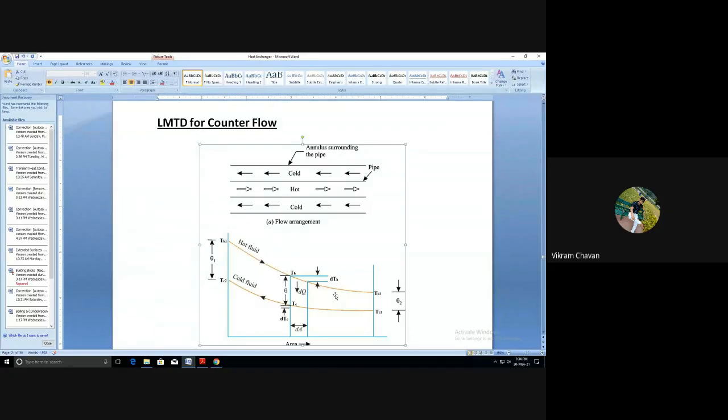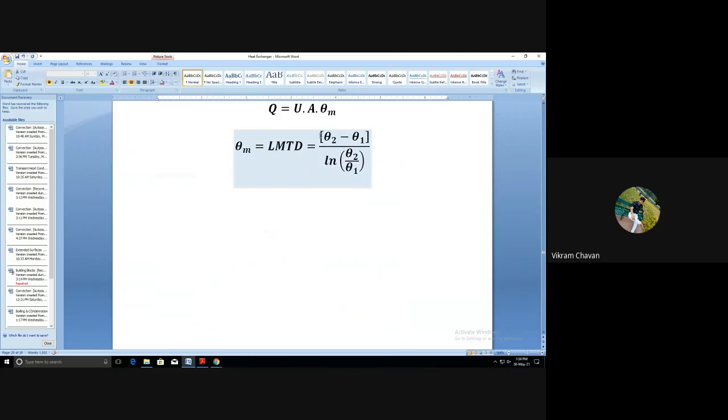In the last lecture, we discussed the LMTD, logarithmic mean temperature difference, for the parallel flow. Parallel flow means both the fluids are moving in the same direction. We derived the LMTD for the parallel flow as theta 2 minus theta 1 divided by ln of theta 2 divided by theta 1. You can also change the signs here: if you take the minus sign common, it is ln of theta 2 minus ln of theta 1.